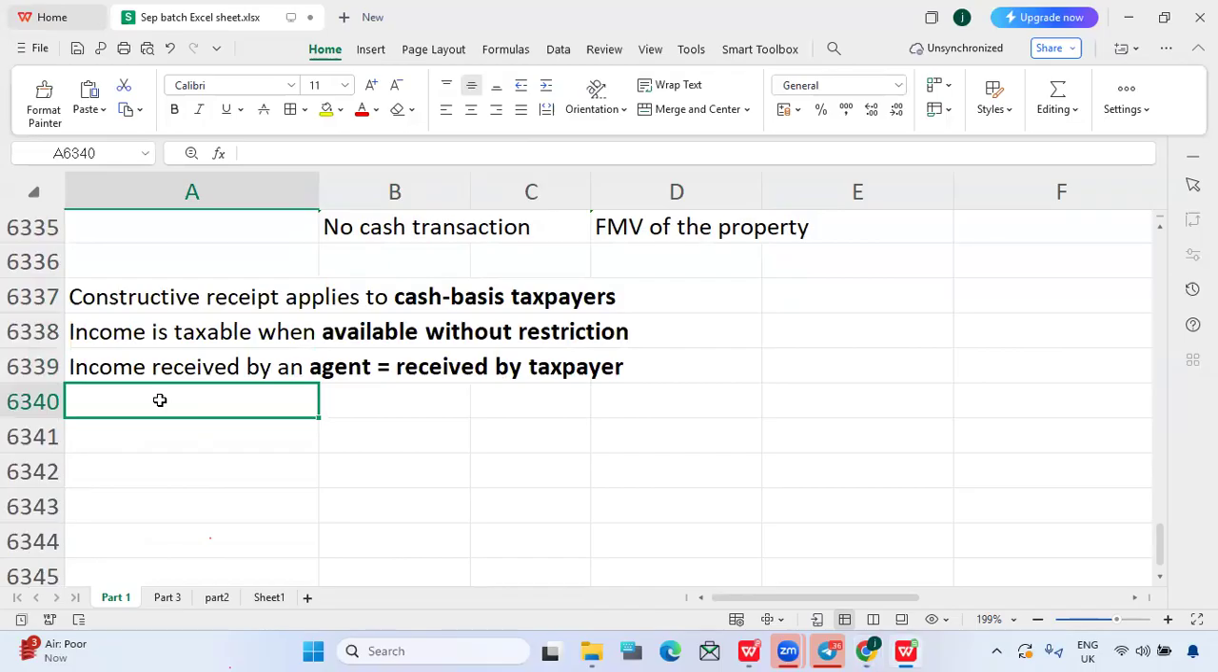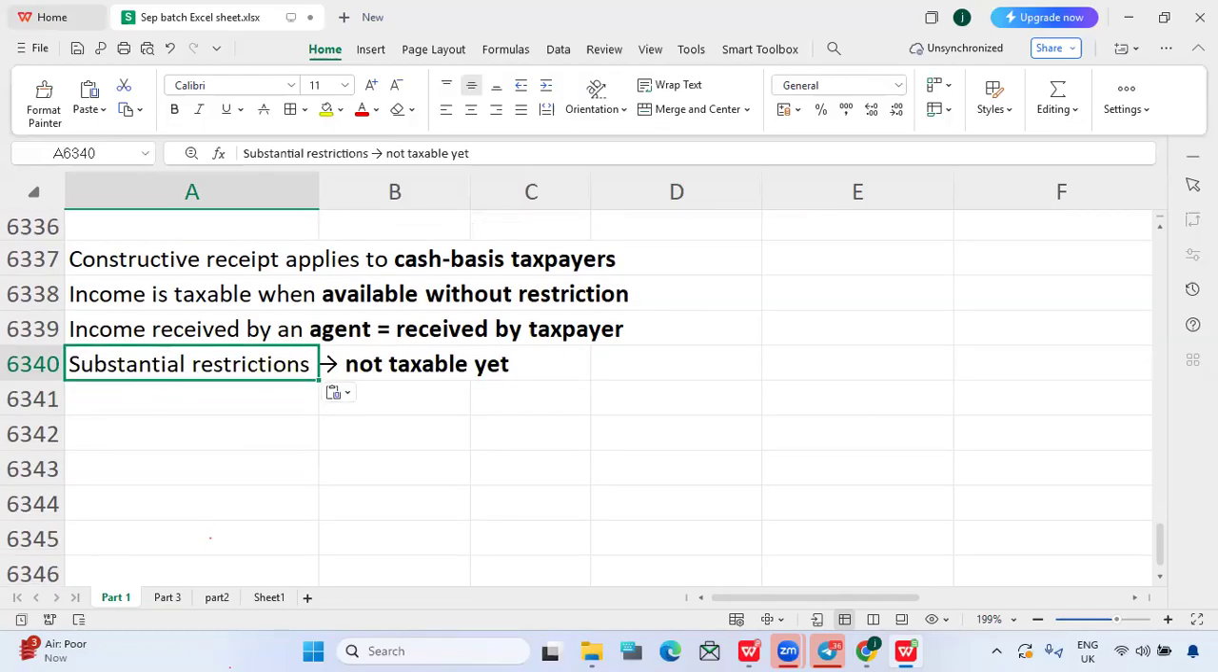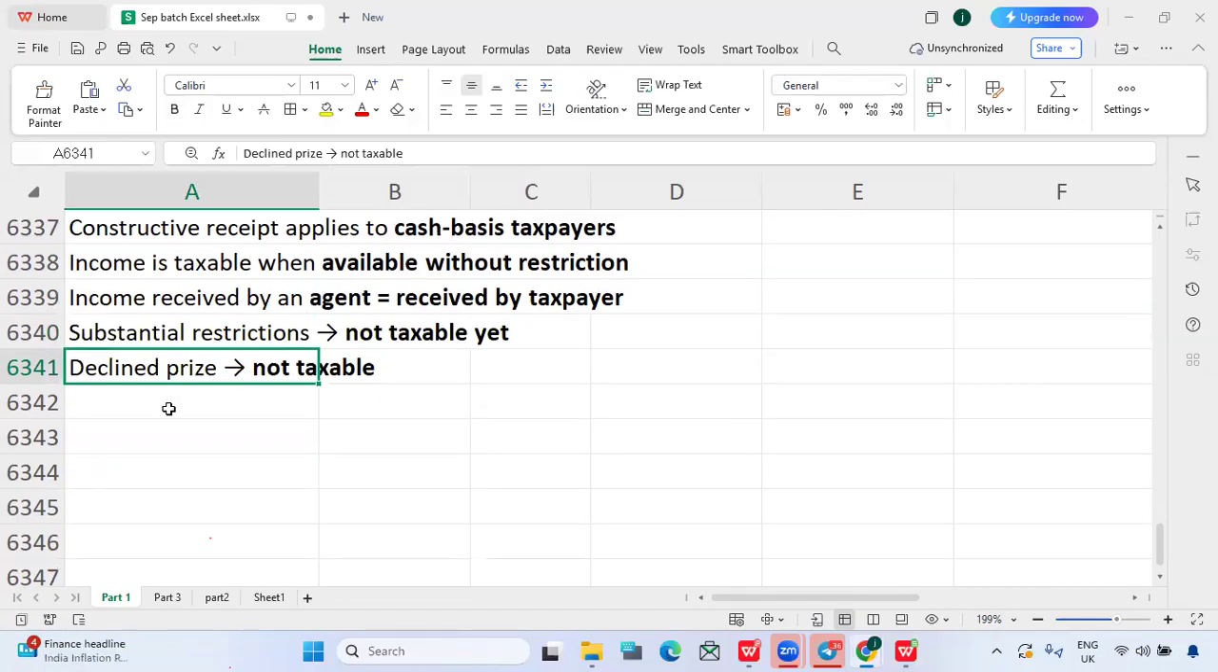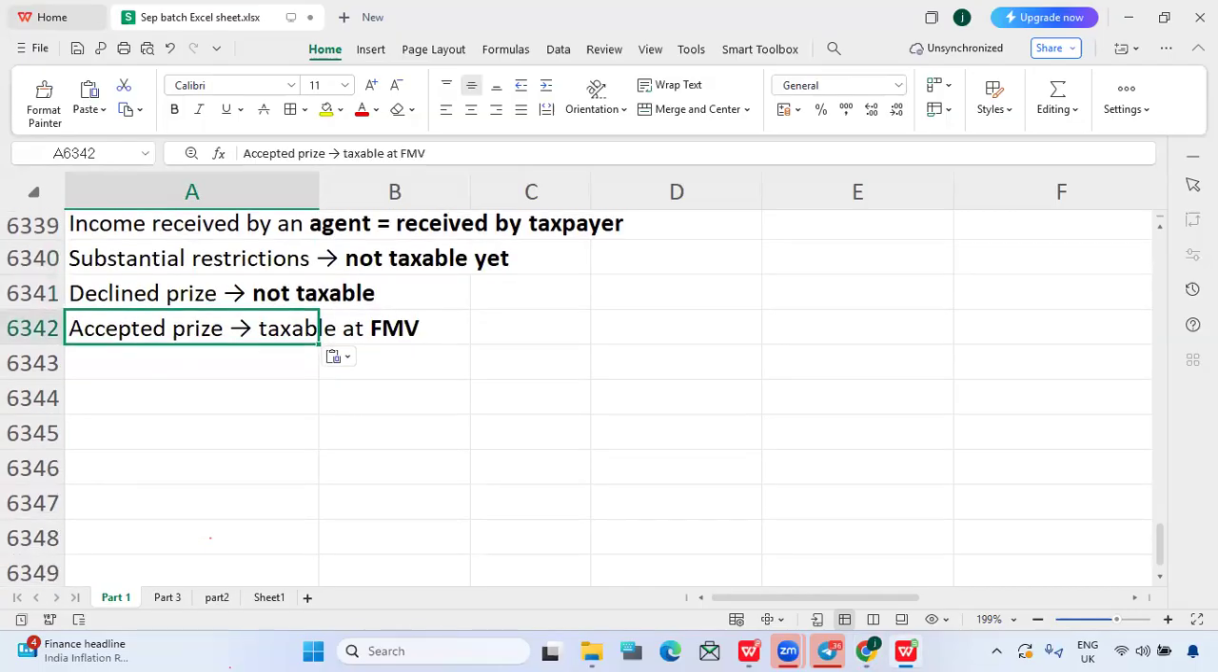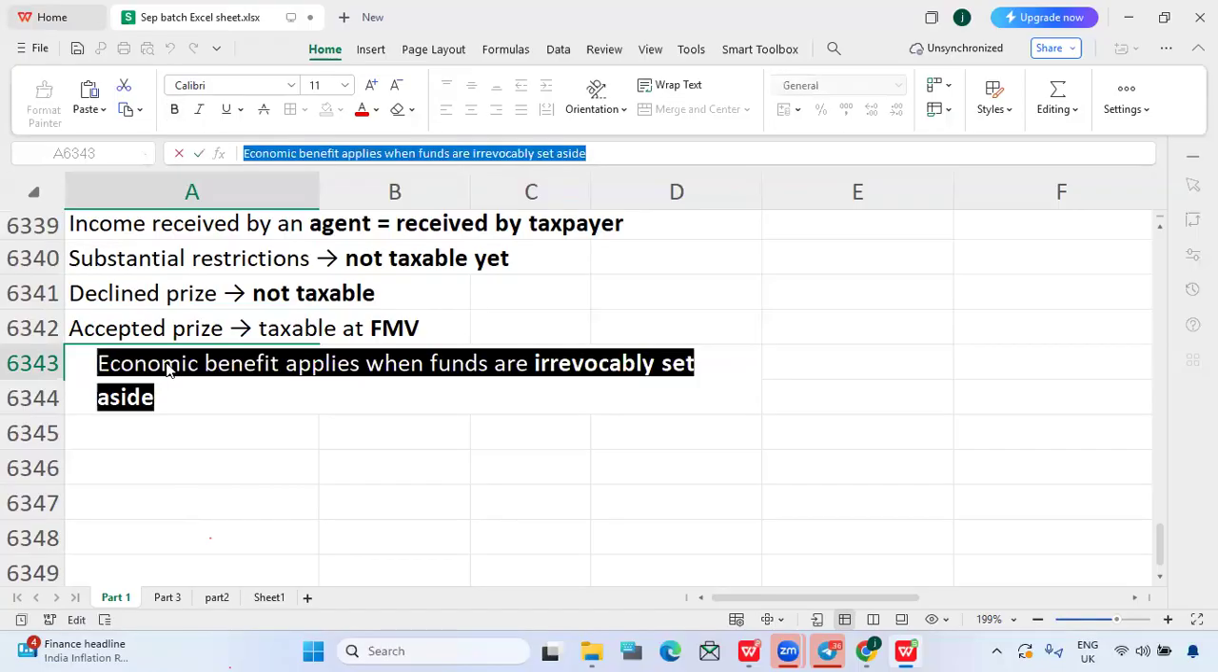If you have any substantial restrictions, is it taxable or not taxable? Not taxable. Declining price, taxable or not taxable? Not taxable. Accepted price, taxable or not taxable? Taxable, at fair market value. And economic benefit applies when it is revocable or irrevocable? Irrevocable. And also money should be set aside. Asset or money should be set aside. Then only.